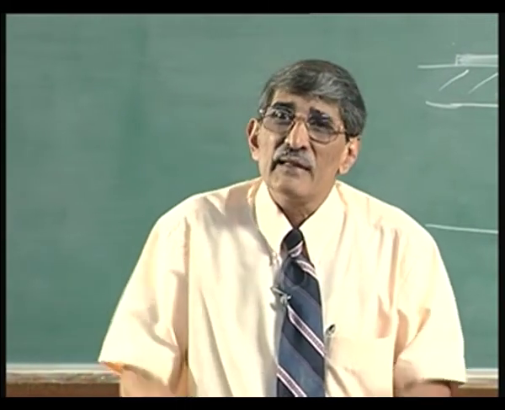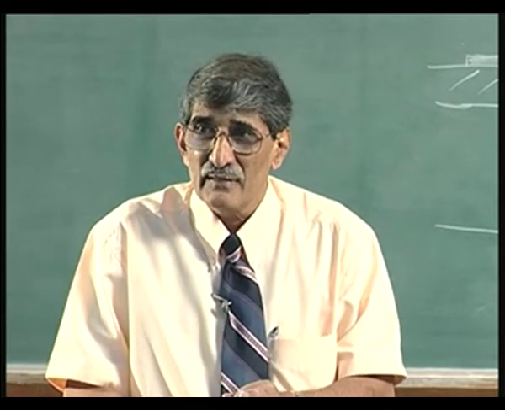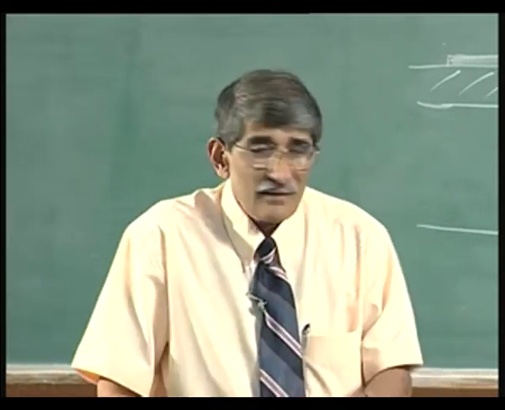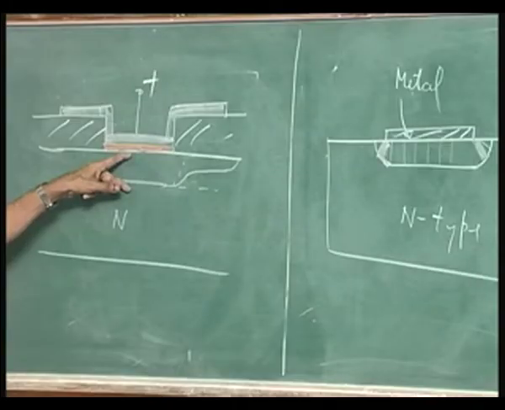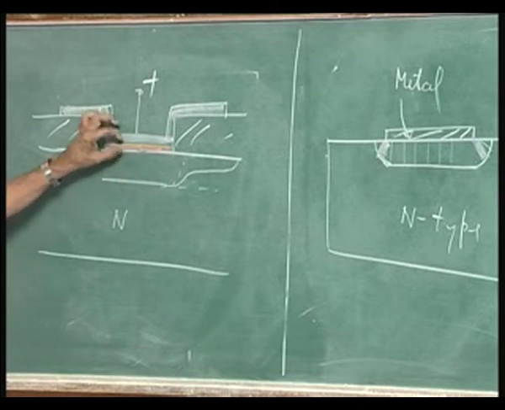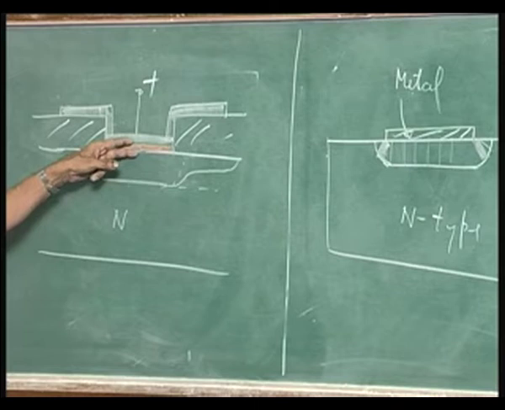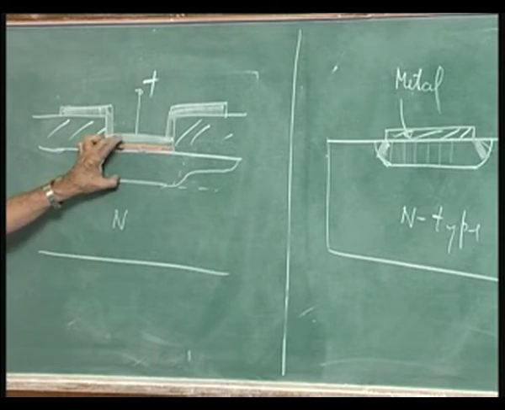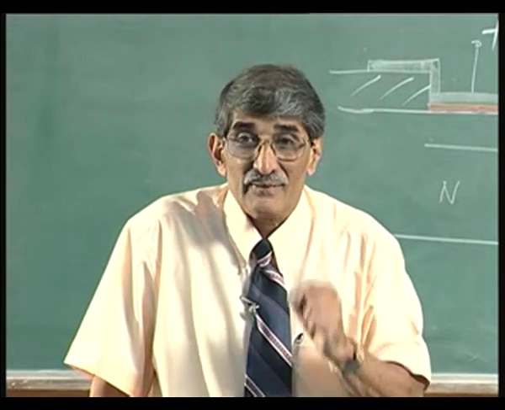But it will not increase by e to the power of delta V by V t, because that delta V, if it goes completely to the depletion layer, you will have e to the power delta V by V t. But part of it goes to the insulating layer, it may be 1 millivolt out of 10 millivolts. The increase in current is not e to the power of delta V by V t, but it is delta V by n V t, where n is greater than 1. So, that is the reason.